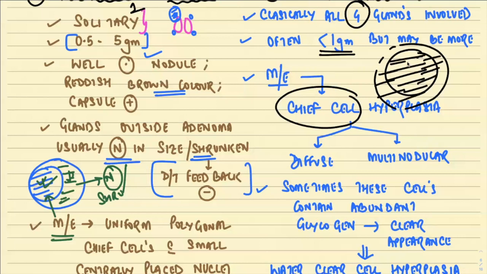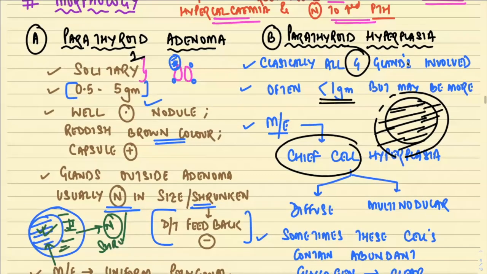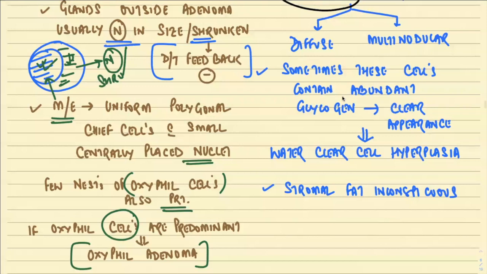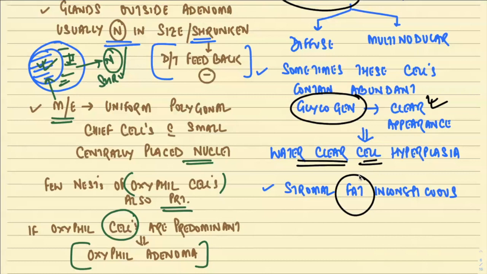So there is no compressing of the normal tissue. That normal tissue will not be seen because all of them are basically hyperplastic. And this hyperplasia can either occur diffusely, that means throughout, as I have shown you over here, or it might be in the form of nodules, as I have already shown you. Now, sometimes these chief cells can contain an abundant amount of glycogen, because of which the cytoplasm can become completely clear. In that case, we call it water clear cell hyperplasia of the parathyroid. And again, over here, the stromal fat becomes less.